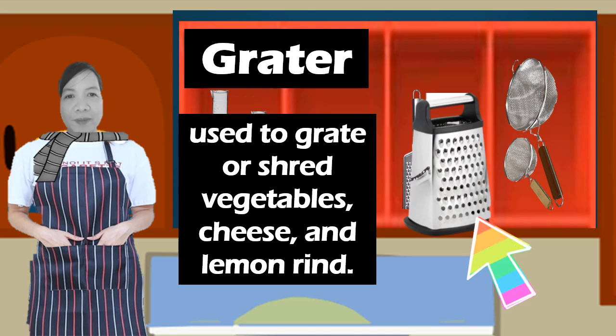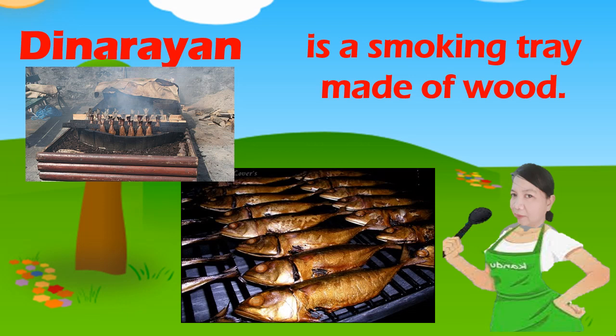These are samples of ingredients used in food processing. Are you familiar with the fish in the picture? That's correct. Ito ay tinapa. Our next tool is dinarayan. Dinarayan is a smoking tray made of wood. Ito ang ginagamit kapag nagpapausok ng tinapa.